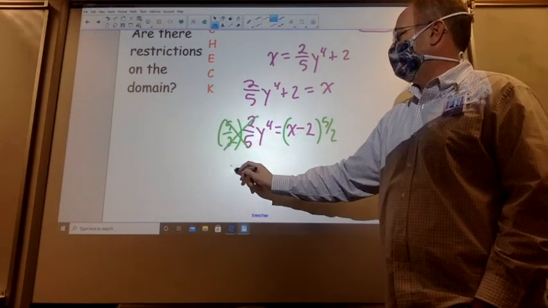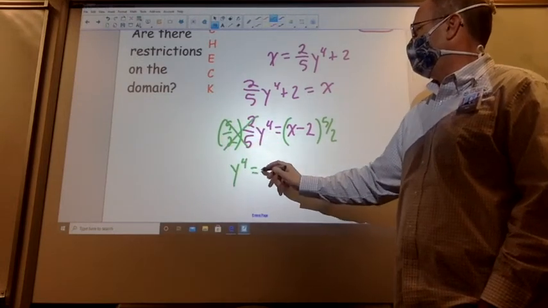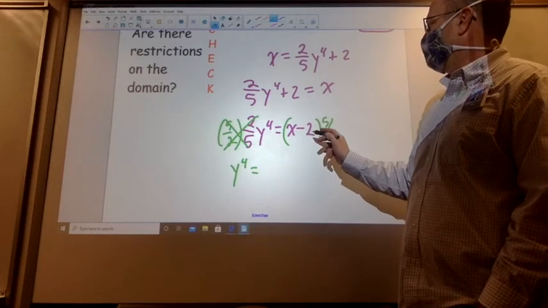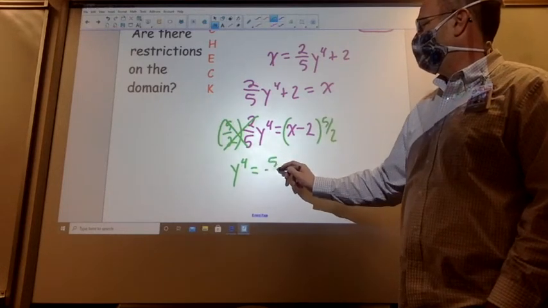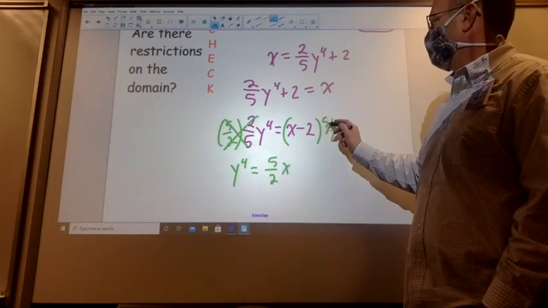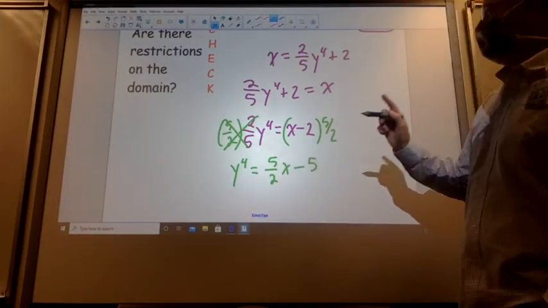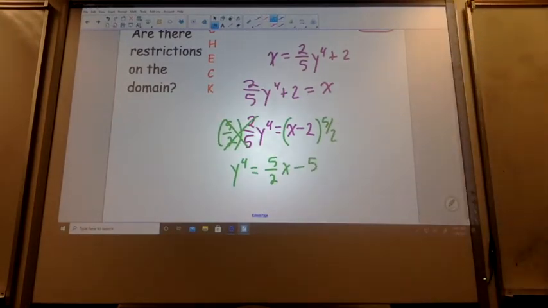Those cancel, so I get y to the 4th power is equal to 5 halves x minus 5. And let me stop there. Do you agree with the math I did? If I distribute 5 halves over the parentheses, 5 halves times x is 5 halves x. 5 halves times negative 2 is negative 10 halves. Negative 10 halves is negative 5. Agree?